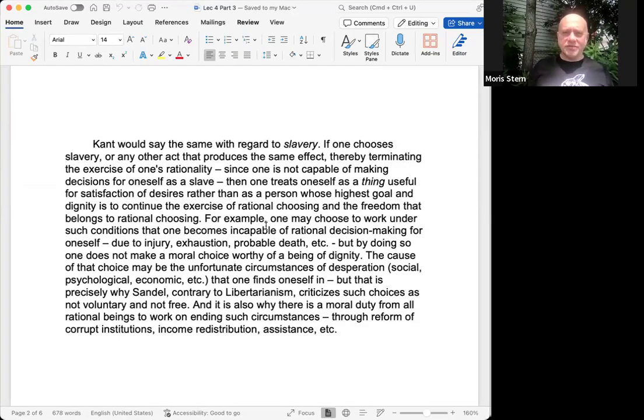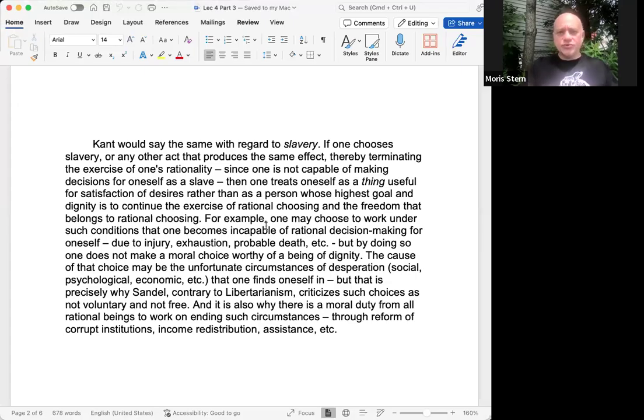Kant would say the same with regard to slavery. If one chooses slavery or any other act that produces the same effect, thereby terminating the exercise of one's rationality, since one is not capable of making decisions for oneself as a slave, then one treats oneself as a thing, useful for satisfaction of desires, rather than as a person whose highest goal and dignity is to continue to exercise rational choosing and the freedom that belongs to rational choosing.